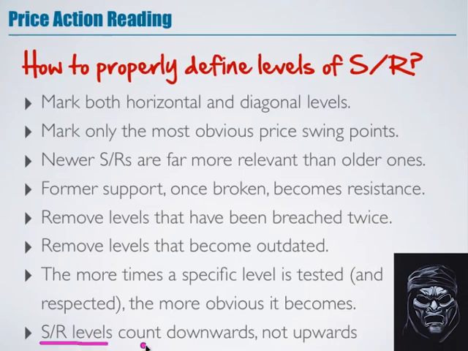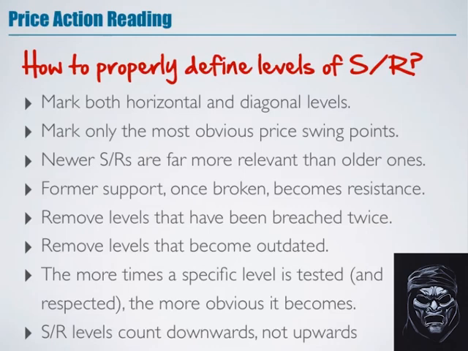Levels of support and resistance count downwards, but not upwards. Okay, and I'm talking about time frame here, guys. What does this mean? Well, it means that you should label, or at least take a mental note for every specific level of support and resistance as per which time frame you've spotted that level of support and resistance.